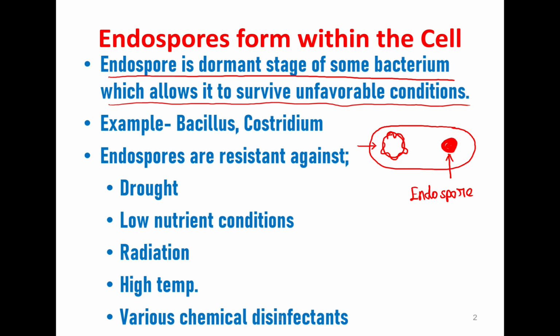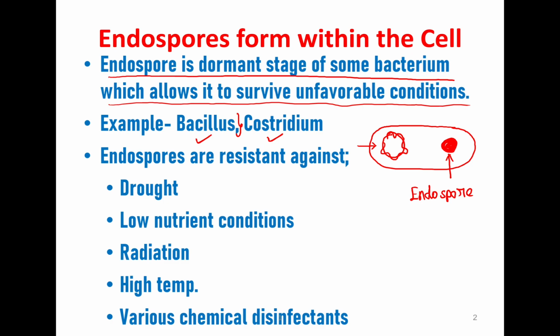Now, not all bacteria will form this endospore. Bacteria like Bacillus thuringiensis, Clostridium tetani, Clostridium perfringens, all these kinds of bacteria will form endospore. And maybe you have heard that Bacillus thuringiensis bacteria was used in biological war also. So endospore is the resistant stage.